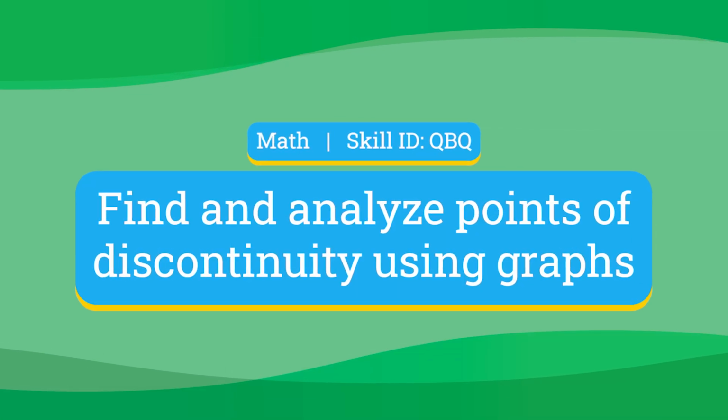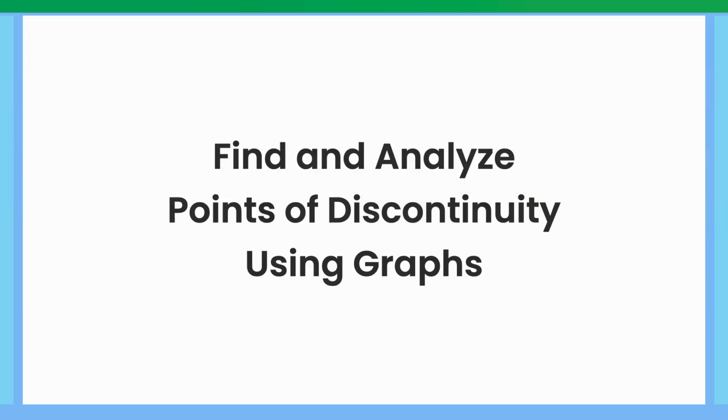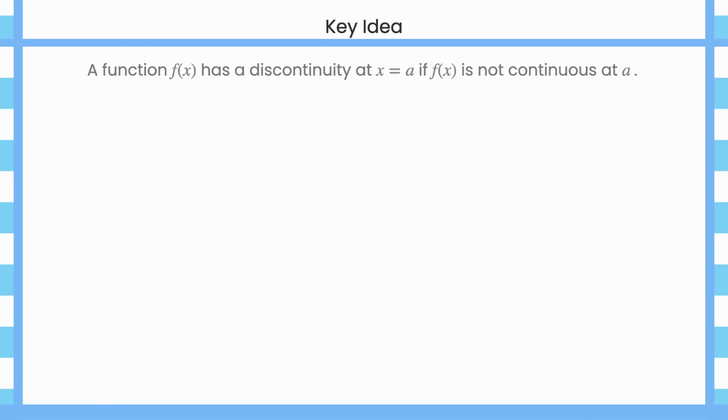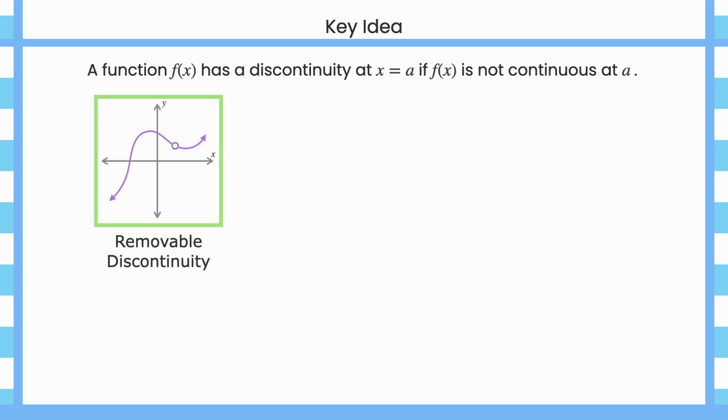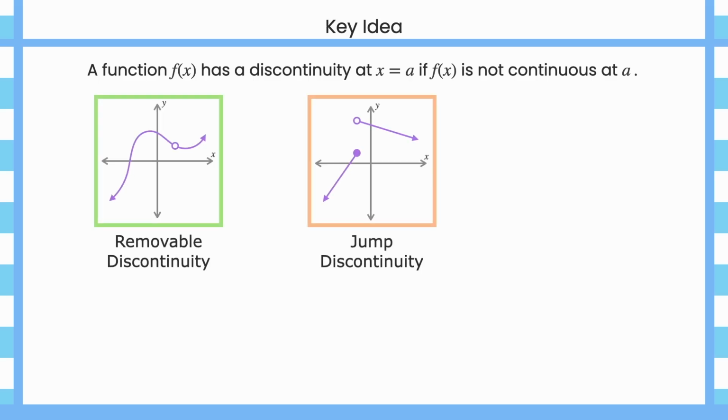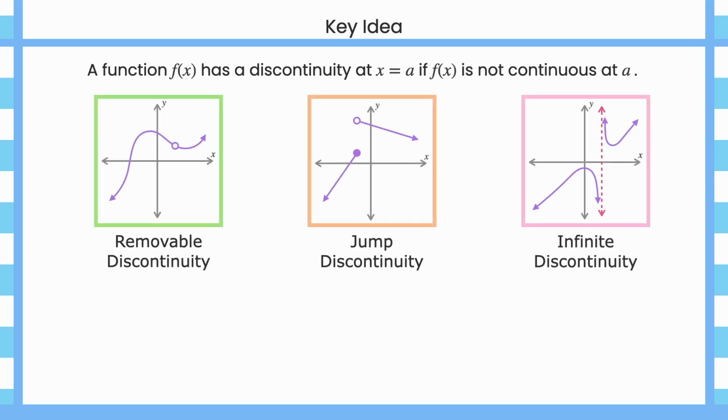and more. Today we'll learn how to find and analyze points of discontinuity using graphs of functions. Let's dive in. A function has a discontinuity at an x value if the function is not continuous at that specific value. But what does that look like on a graph? Some examples of discontinuities are removable discontinuities, jump discontinuities, and infinite discontinuities.